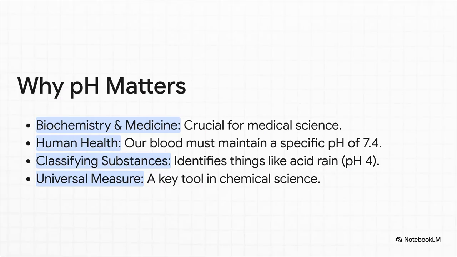But okay, why does any of this really matter? Because pH isn't just a number, it's a fundamental force that's shaping our whole world. I mean, your own body is the perfect example. Human blood has to be kept at a super precise pH of 7.4. If it moves even a little bit, it can be fatal. In our environment, a small shift in pH is what causes acid rain, which can devastate entire ecosystems. It even dictates the taste and texture of our food, and let me tell you, it's absolutely essential for modern medicine.